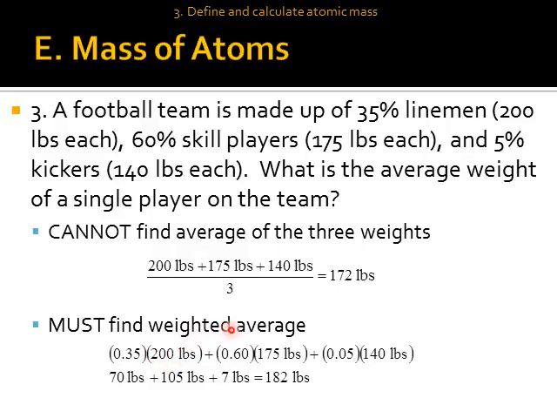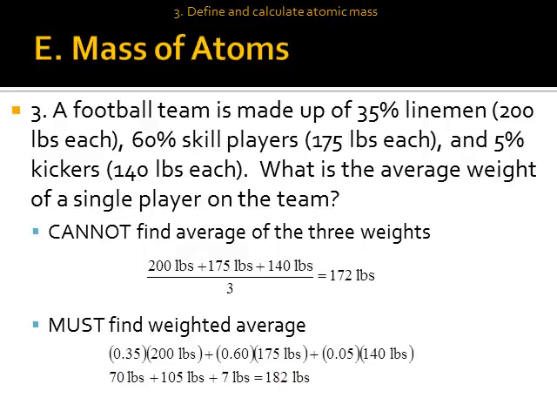And then we add that for each position. So the skill players, they make up 60%, or 0.60, times their weight of 175, and then 0.05 for 5%, times 140 for the kickers. And we take those numbers, we multiply them, and then we just add them together. So the weighted average is 182.